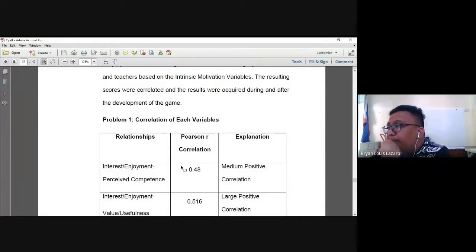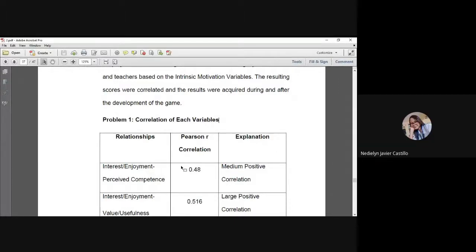Nakuha ko? Nadeline, Jed, Kirsten? Sir? Nakuha ba yung sinabi ko regarding that? Okay lang po, sir. Okay.